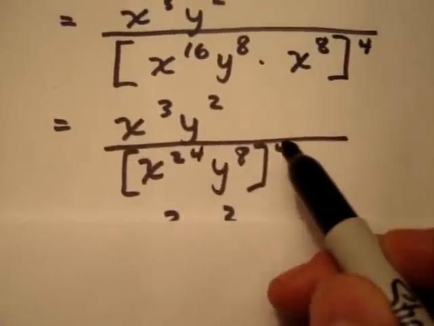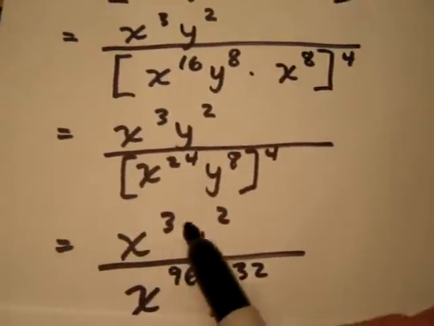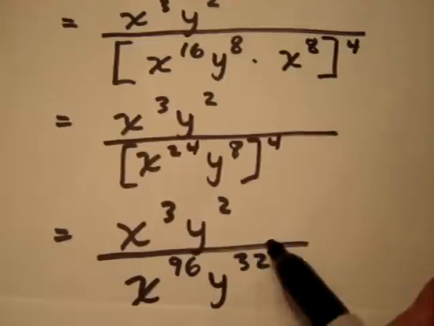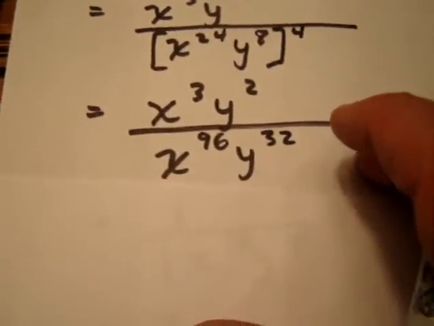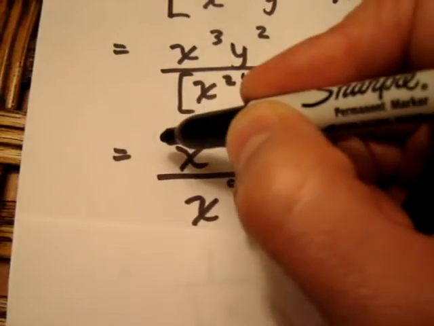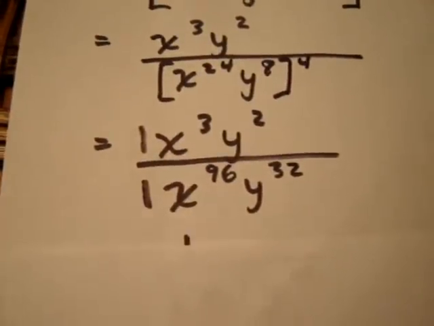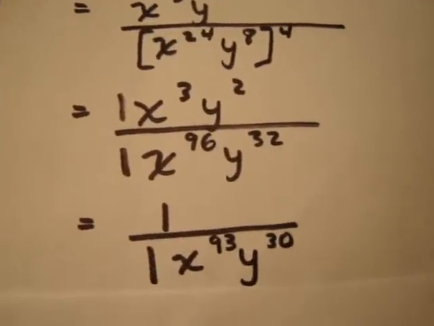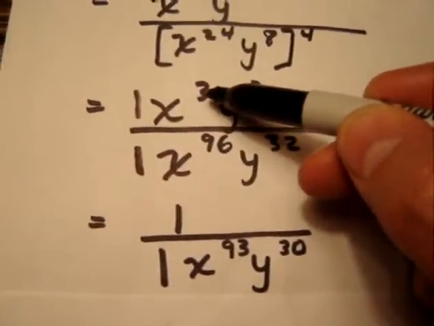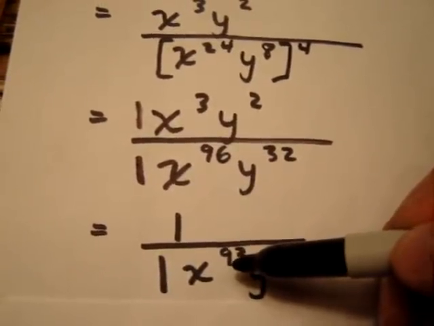So our next move now is to multiply 4 times 24 and 4 times 8. We get x cubed y squared all over x to the 96 y to the 32. Okay, now at this point we know that our next move is to simplify everything. It might help us to think of the coefficient here as a 1 and the coefficient here as a 1. So in our next line we have a coefficient of 1 over a coefficient of 1. 96 factors of x in the denominator and 3 factors of x in the numerator mean that we have 93 factors of x in the denominator.